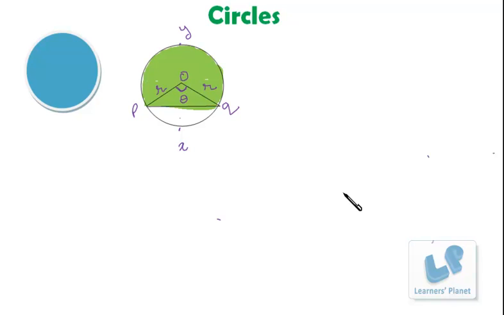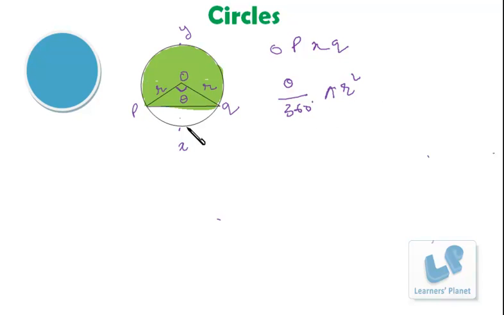Now suppose we wish to calculate the area of this OPXQ. This is part of the circle OPXQ. Since the center angle of a circle is 360 degree and this part is theta from 360 degree, theta by 360 times pi r square will be the area of this portion. So area of OPXQ will be theta by 360 into pi r square.